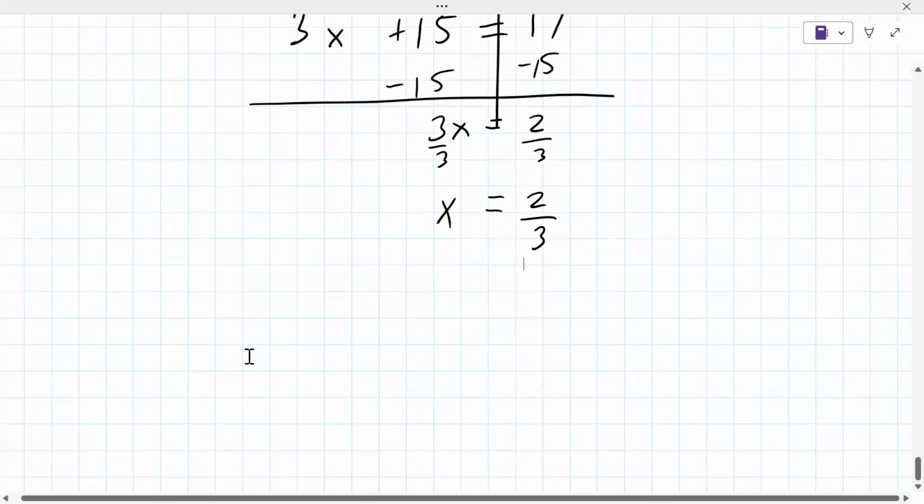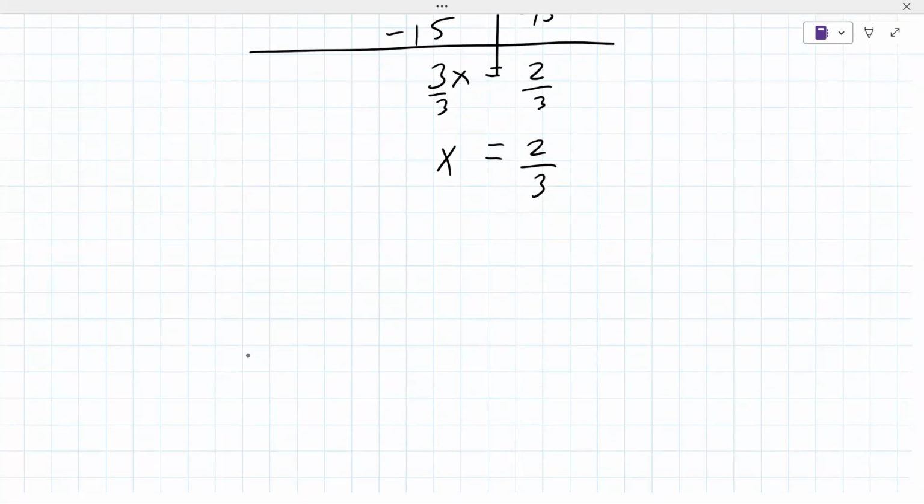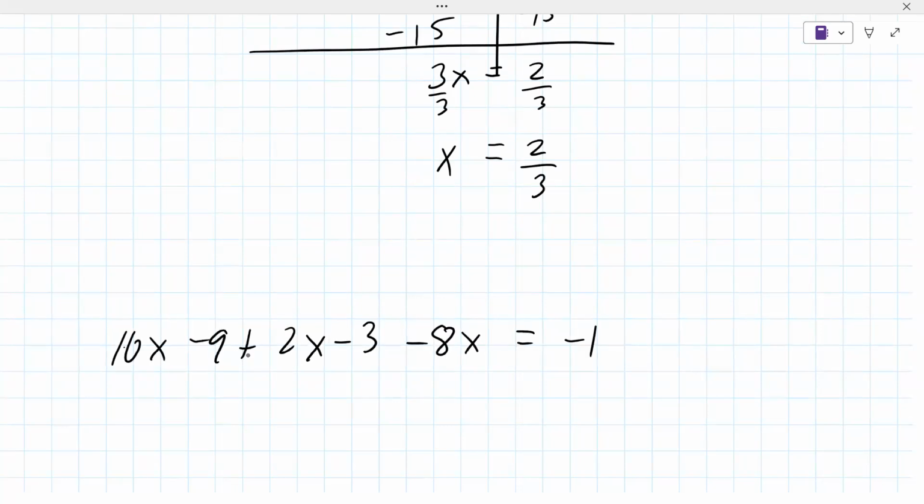All right, let's see if we can get one more in before we close out here today. At least one more. Let's go 10x minus 9 plus 2x minus 3 minus 8x equals minus 18, like that.